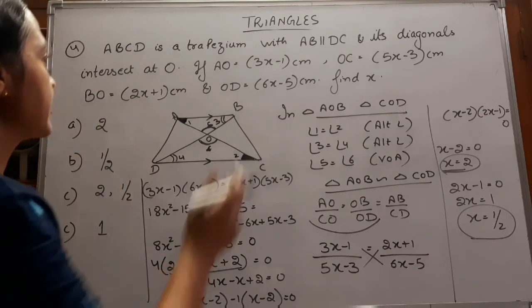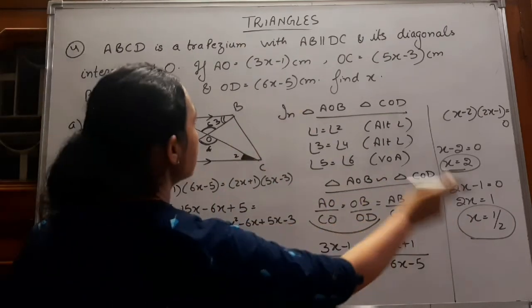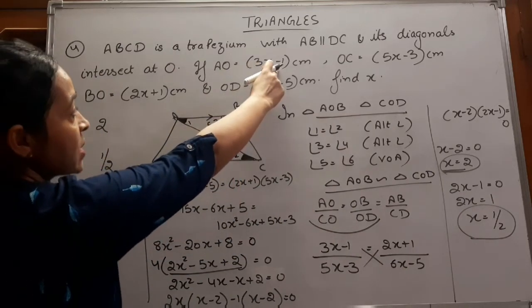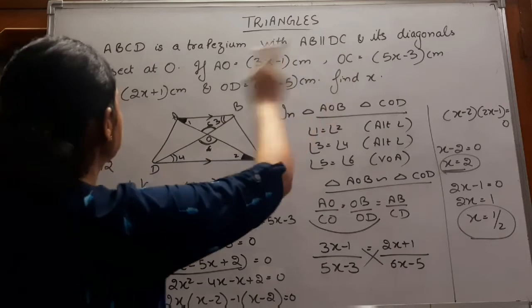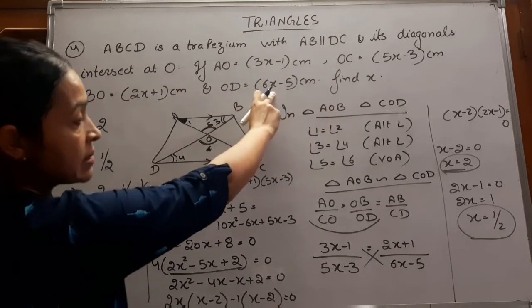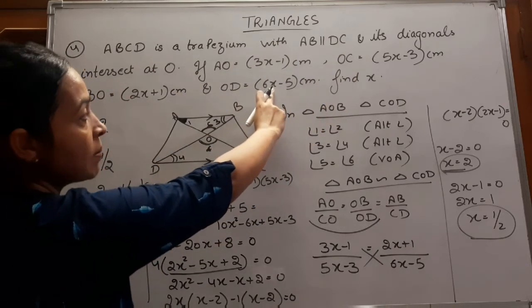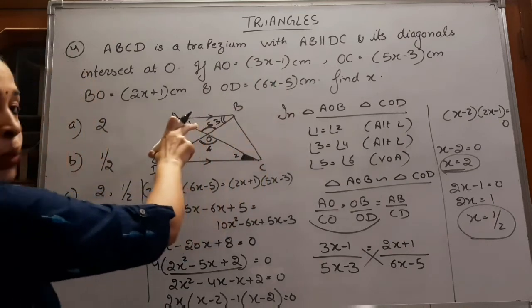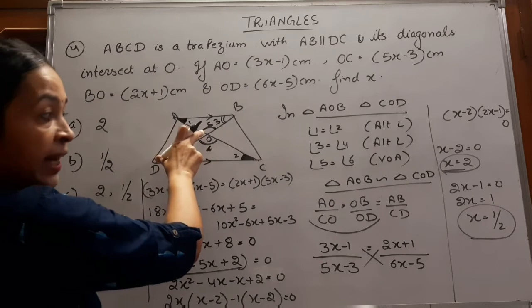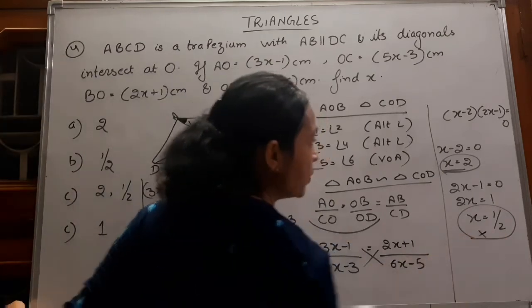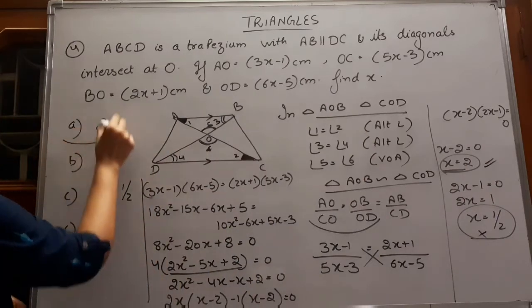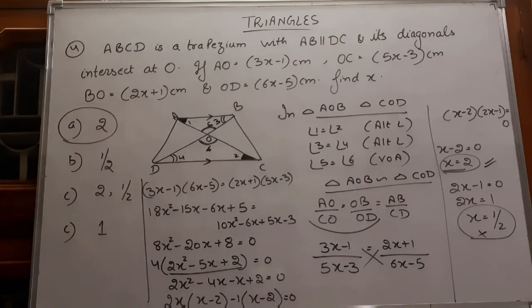Let's check the sides. If we take x as 1 by 2, then 3 into 1 by 2 is 3 by 2, minus 1, we will get a positive side. Put x here: 6x into 1 by 2 is 3, minus 5, which is minus 2. One side will be minus 2, and the length of any side can't be negative. So we can't take 1 by 2. So our answer is x equals 2. So option A is our correct option.